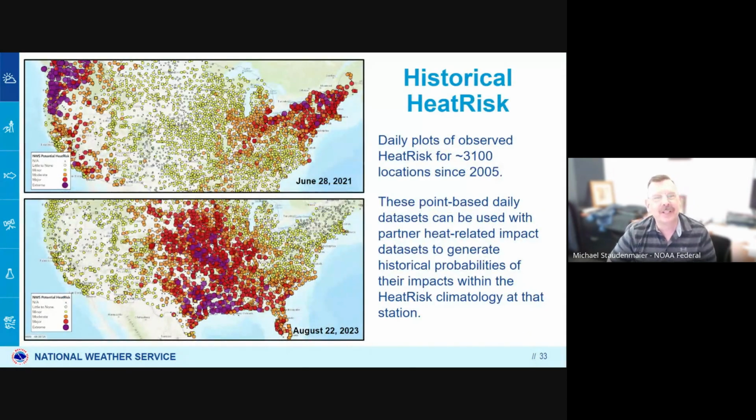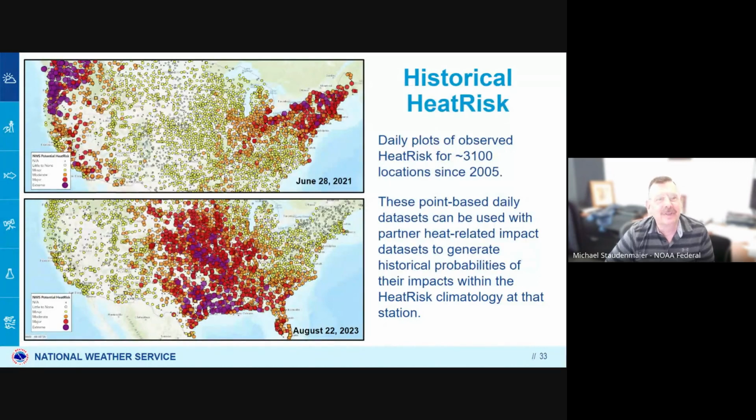Another cool feature on the historical heat risk page are the station-based daily plot maps that you can see on the left side. You can pick out any day since 2005 in a pull-down menu and see the observed point-based heat risk output plotted spatially. You can also add a layer of the WFO heat products that were issued. This is another great way to explore past heat events.